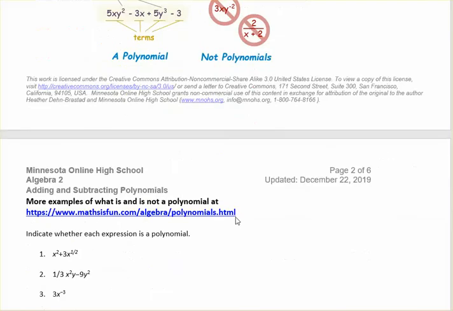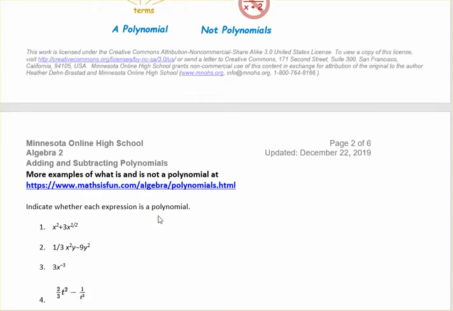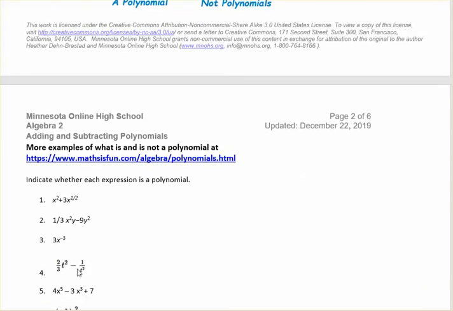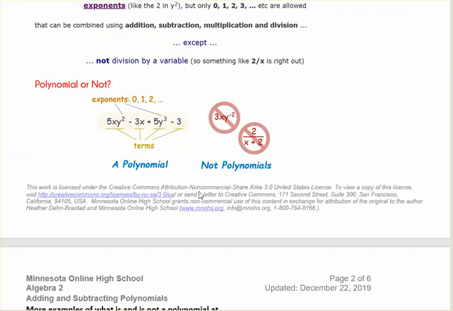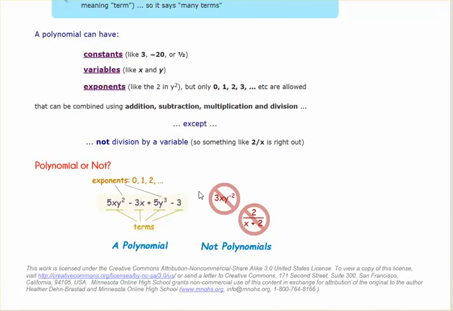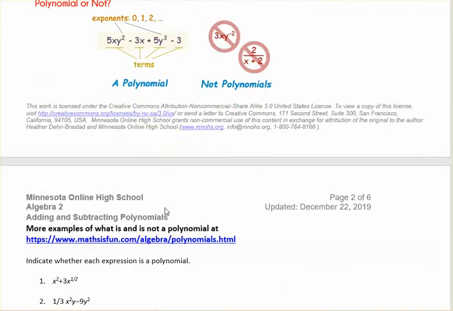I put a link here to some more examples that are and are not polynomials, and they're similar to the ones that are on your worksheet, so you might want to check there before you decide yes or no on these. They also will not have square roots. The variable will not be within a square root.